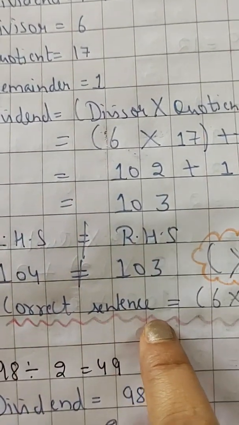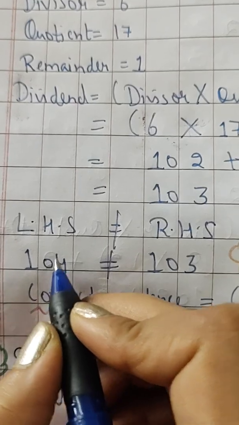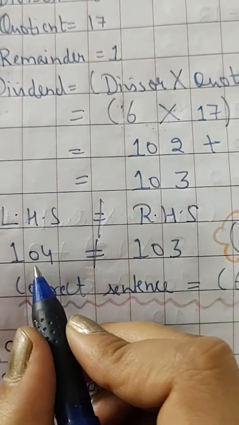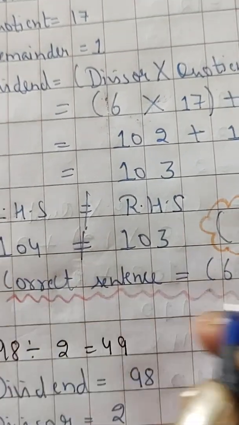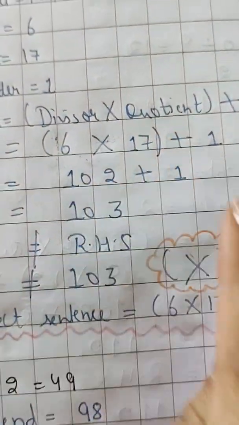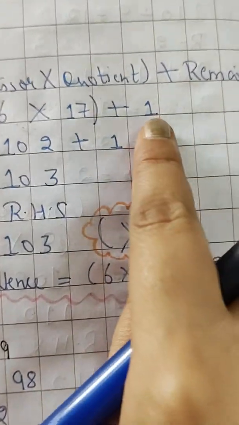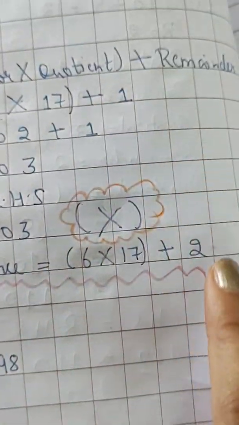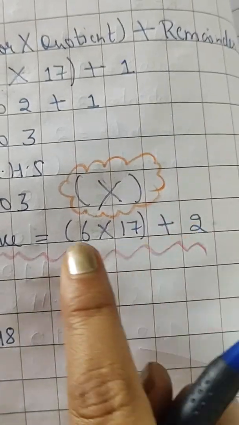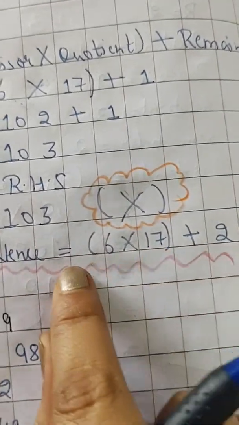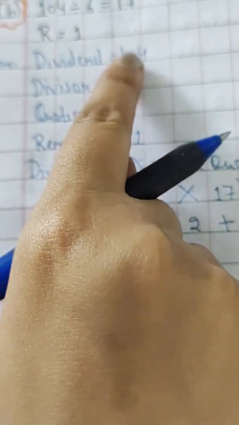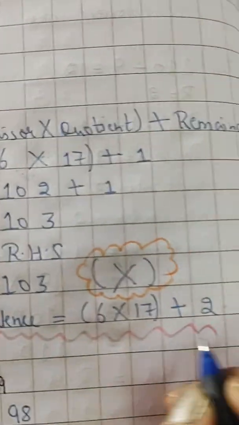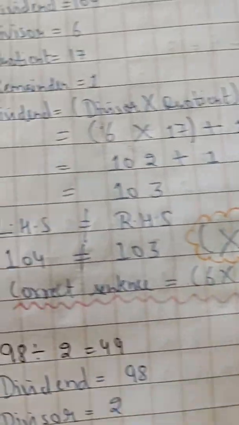Now the correct sentence will be: how much less is it? As you can see, only one number is less. 104 is 1 more than 103. So we will write like this: 6 multiplied by 17. Only the remainder you will change. As I need one more, I have added 1 here, so it has become 2. Now if you solve this, you will get 104 as the answer. You will get the equal dividend. It will be the same. So 6 multiplied by 17 plus 2 will be the same.